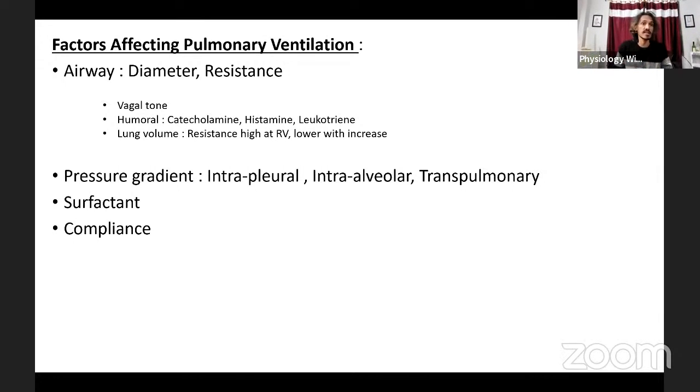So this is affected. What are the factors affecting it? One, the airway. Imagine the airway is very narrow. Diameter of the airway is important. How much resistance is offered in the airway will also affect how much is going to come in. This can be manipulated by, one, your vagal tone. Vagal tone, with respect to your M3 receptors, can result in constriction.